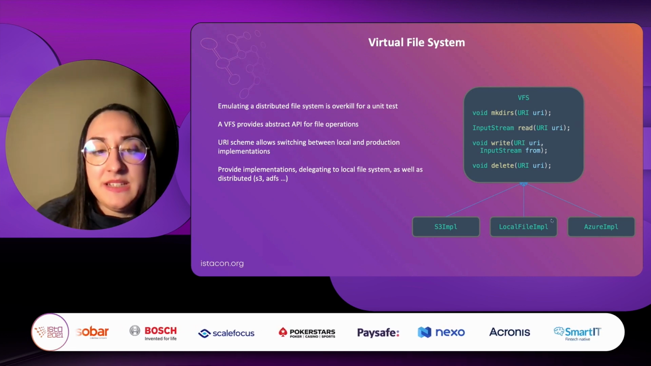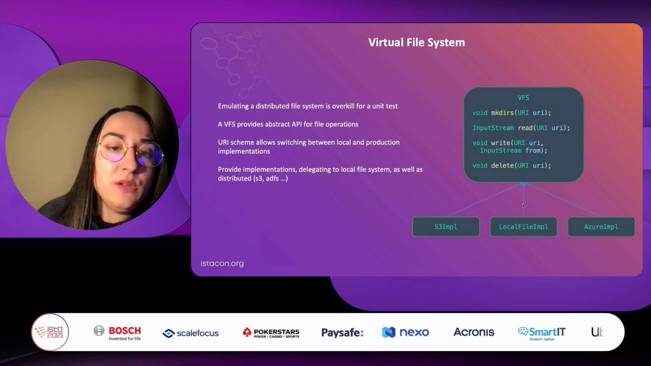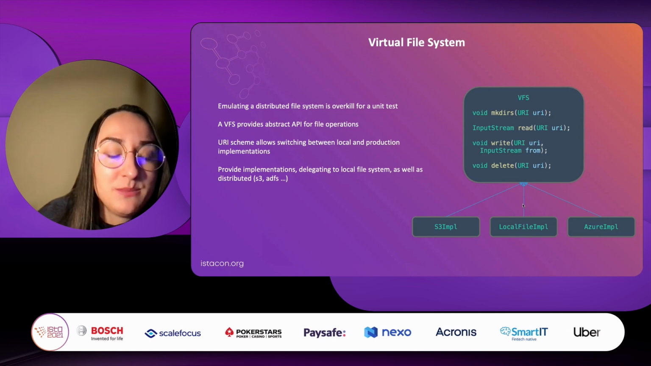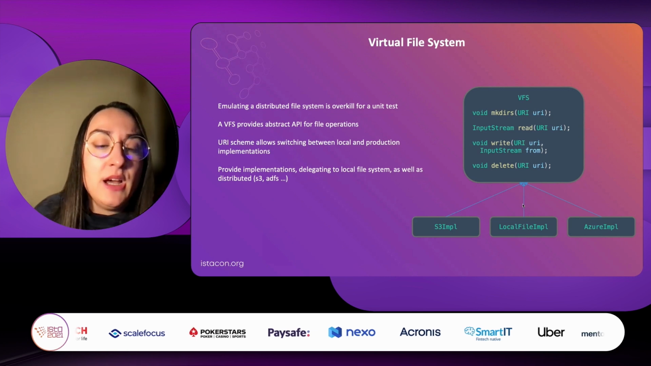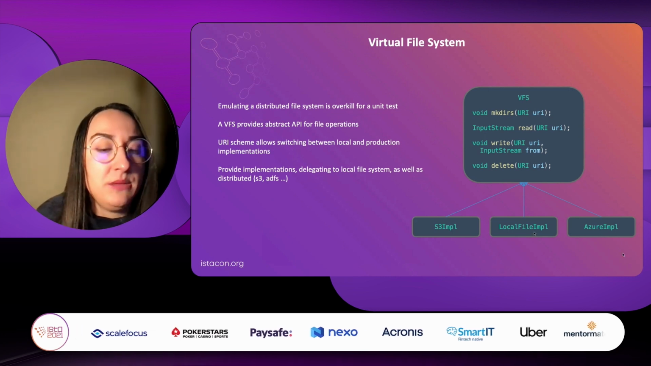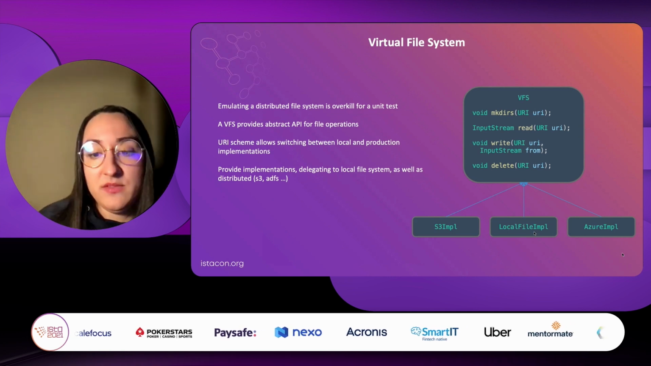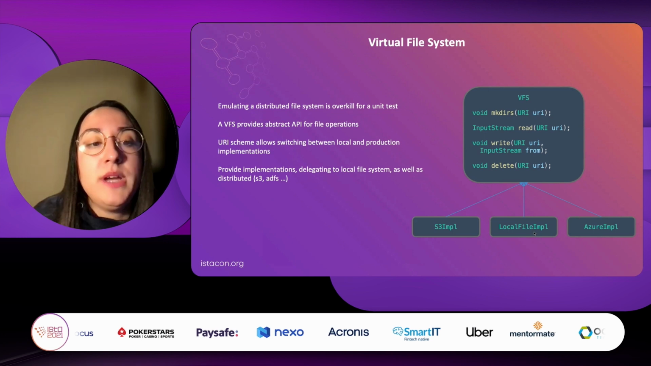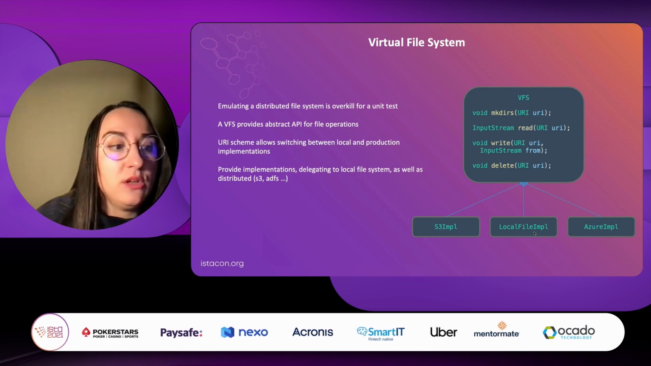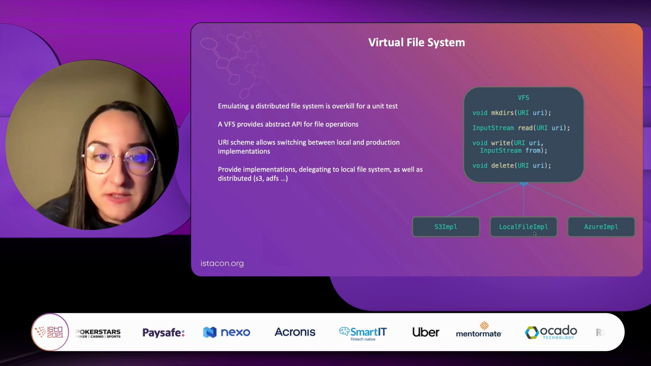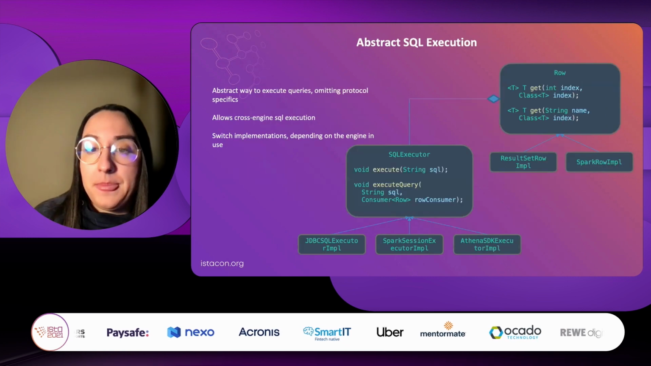And down here, you see the specific implementations. So whenever a URI schema is provided here, the framework is going to switch between the local or the production implementations. And in that way, we are providing the developer a common way to work with the file system without worrying about the file specifics that he's working on.